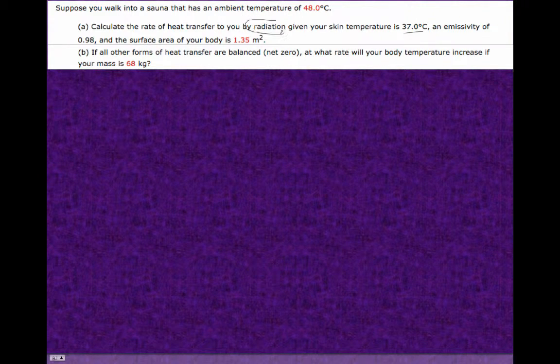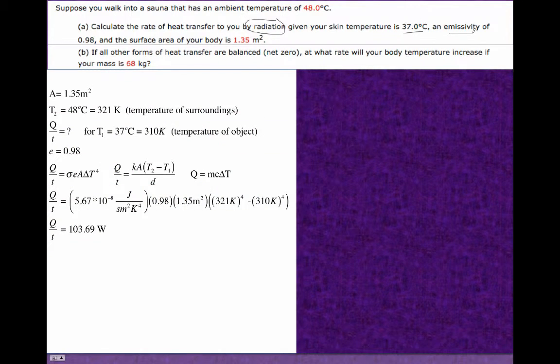Okay, this one is giving you a hint. It says by radiation. So again, given those three equations, we're probably going to use the one with radiation. Also, we're given this guy, little e. So I've got the area of my body. I've got the temperature of the surroundings, which is T2. I'm hunting for the rate. The temperature of the object is T1. And notice I finally have to convert these to Kelvin. Little e is 0.98. There's my equation with that wonderful T to the fourth.